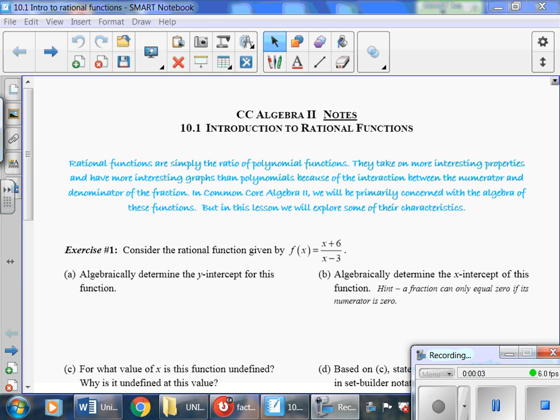Folks, welcome back to Common Core Algebra II. Hard to believe we're at the beginning of Unit 10. So today we're going to talk about the introduction into rational functions.